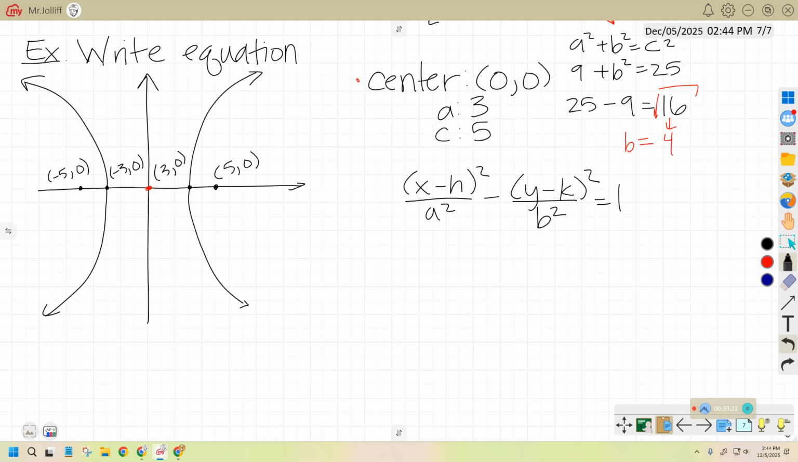Now I just plug the numbers in. H is what? 0. K is 0. Very good. So this is x squared and y squared. And in the bottom, I want the squares. So 3 squared is 9. And you're right, 4 squared is 16. How did I know that x should go in front? Very good. It's a horizontal hyperbola.